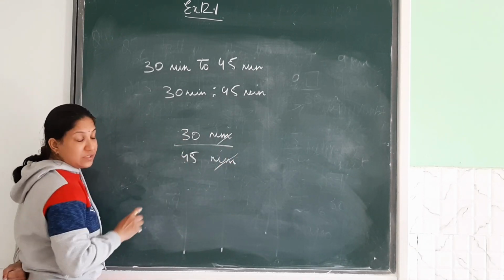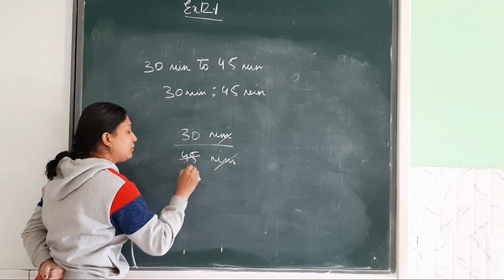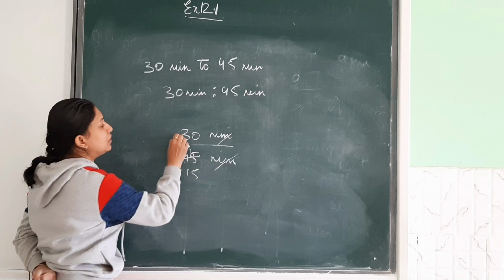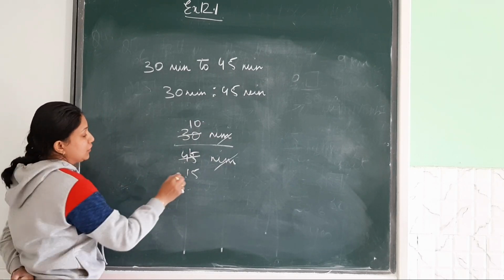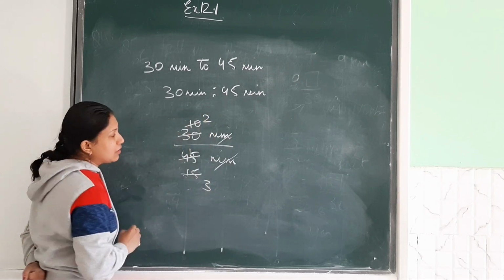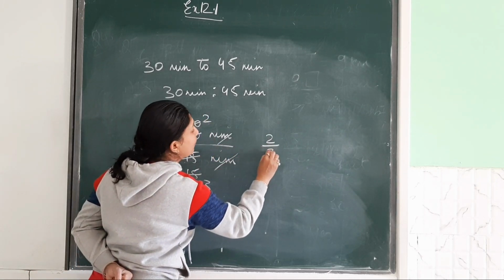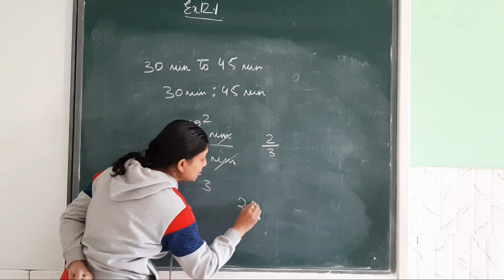Start with this. 3 and 4, 5, that is 9. See, both are divisible by 3. So take 3 1s are 3, 3 5s are 15, 3 1s are 3 and 10. Now change the table. This will go by 5. 5 3s are 15, 5 2s are 10. What do you have? You have 2 by 3. It is in reduced form.